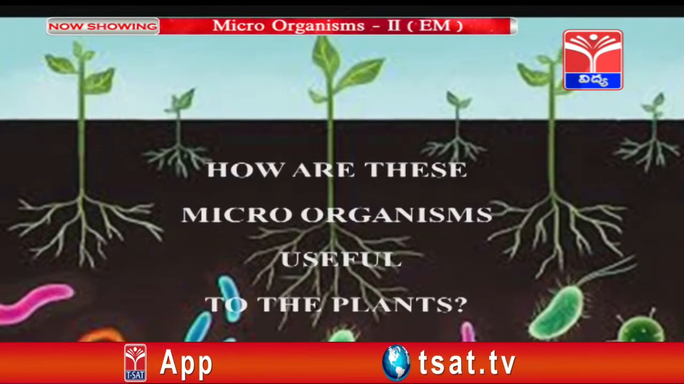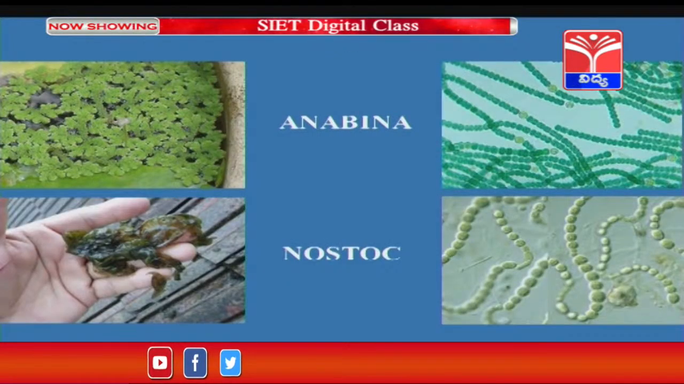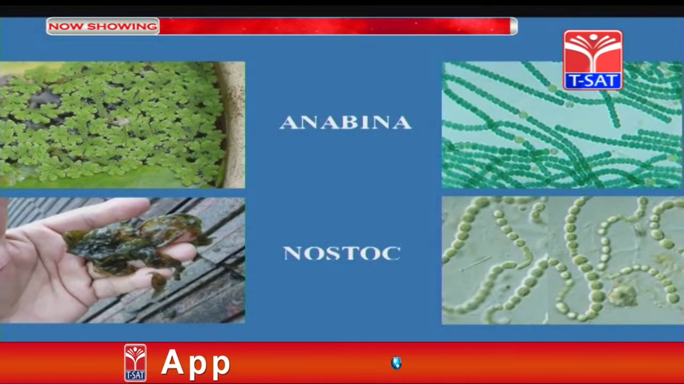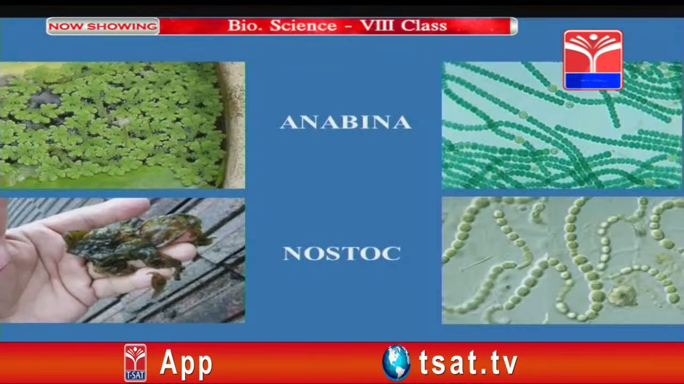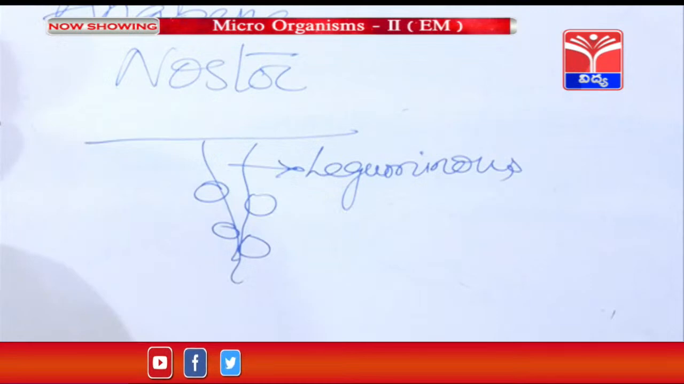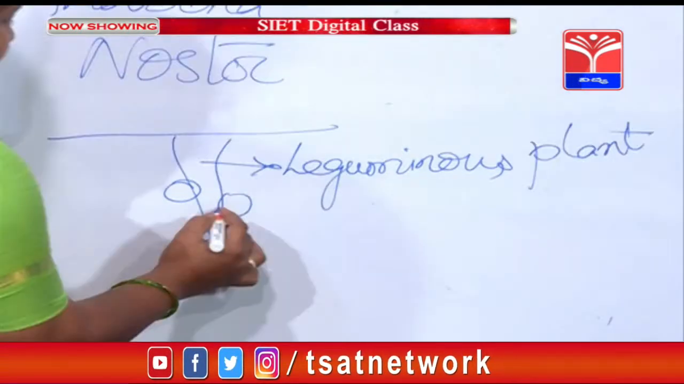We have different types of microorganisms like anabaena and nostoc. Apart from this, we have different types of nitrogen fixing microorganisms like ammonifying bacteria, nitrifying bacteria, different types of bacteria which help in the nitrogen fixation also. We have different types of microorganisms present in the root nodules of leguminous plants like the pea plant.